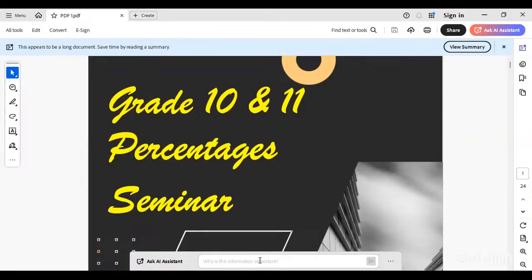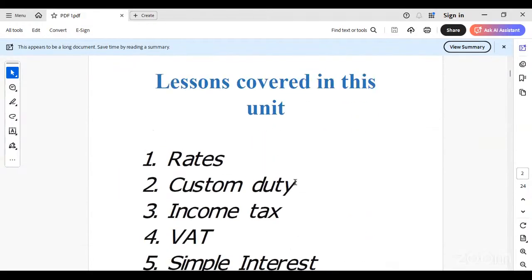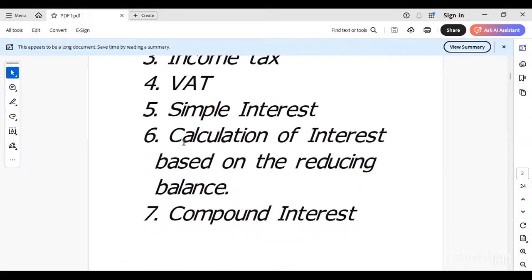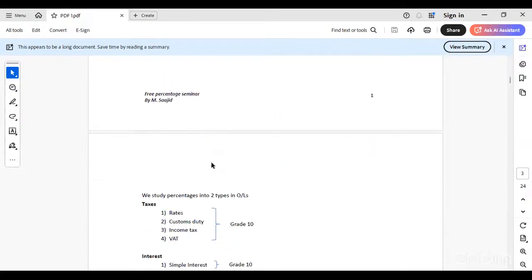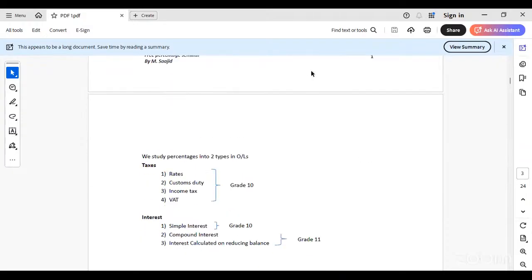Okay. So in grade 10 and 11, you can see the tute that we are going to start the lessons, and we are going to cover rates, then custom duty, income tax, VAT, and simple interest. These lessons are from grade 10. And 6 and 7, which is the calculation of interest based on the reducing balance, and compound interest will be in the grade 11 parts. So let's see our first page. You can turn to page number 2 here.